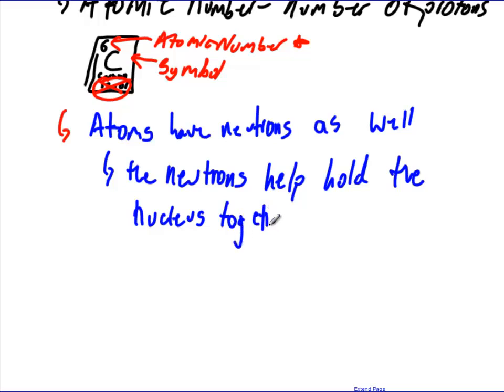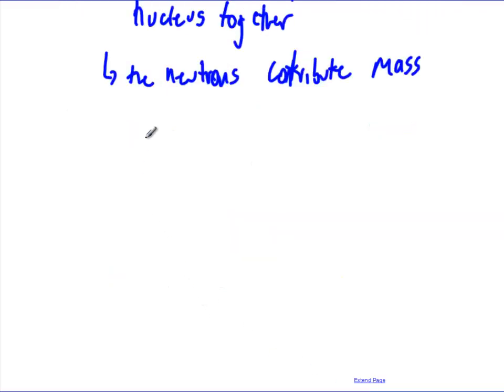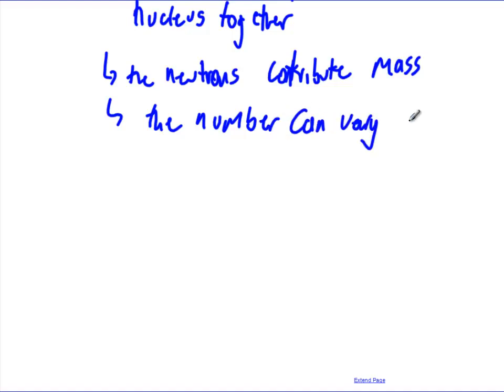But that means we're adding mass to the center of the atom. We're adding mass to the nucleus. So the neutrons contribute mass. And because they do that, we have to know a little bit about the neutrons, how many of them are in there. But since they're not affecting the charge, they don't attract electrons, they don't really change a whole bunch of properties about the atom, the number of neutrons can vary. It's not like the number of protons. And so vary means change.